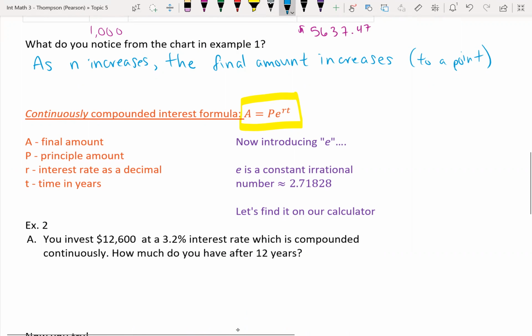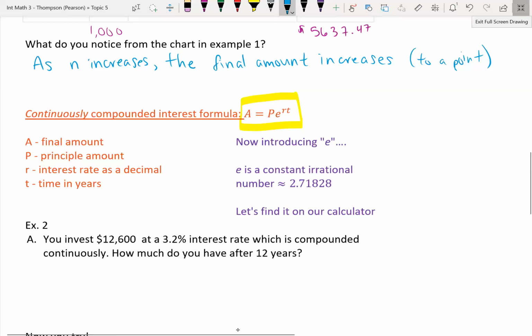A is still the final amount, P is still the principal or the initial amount, r is the interest rate as a decimal, and t is time in years. This e number is not a variable, it does not change, it is a constant. It is a constant irrational number equal to 2.718281828, and it just keeps going. Think about your most famous constant irrational number, which is pi, 3.14159, and so on and so forth. It's always a constant, right? It never changes. So e is another type of number like that, a constant irrational.